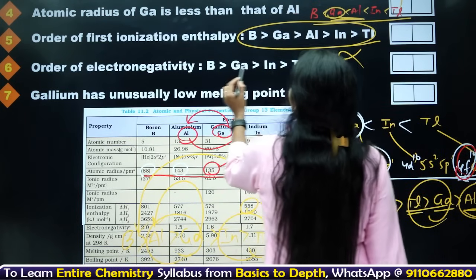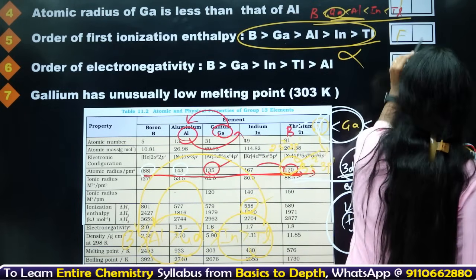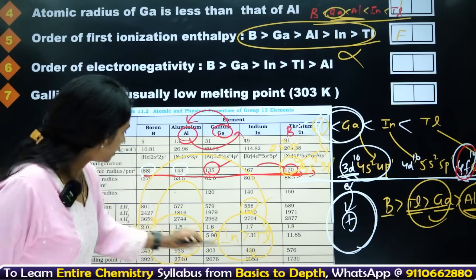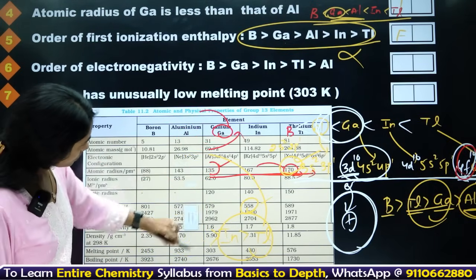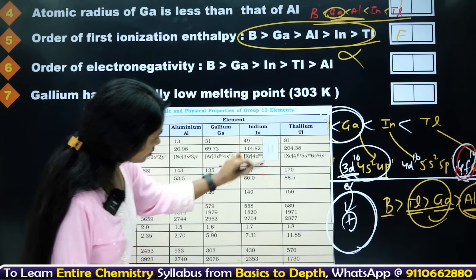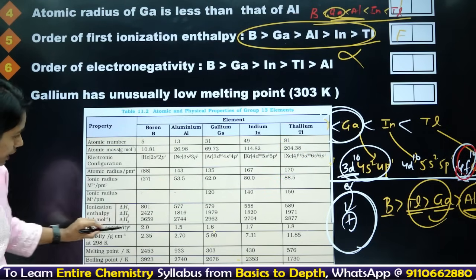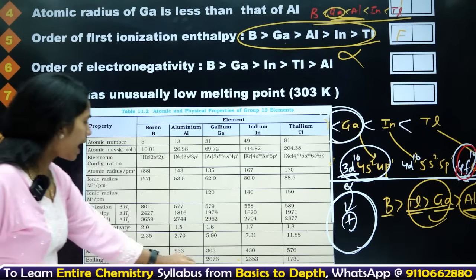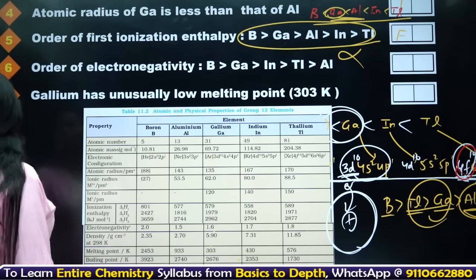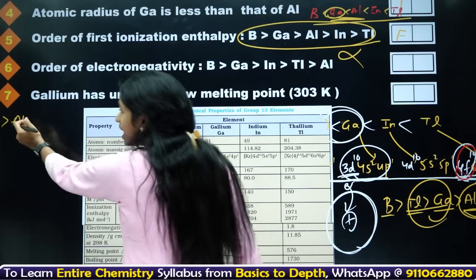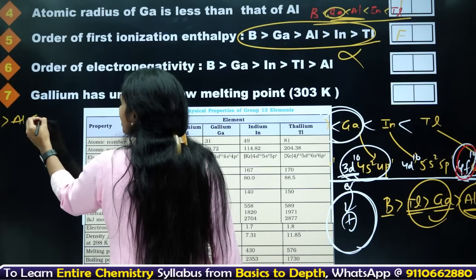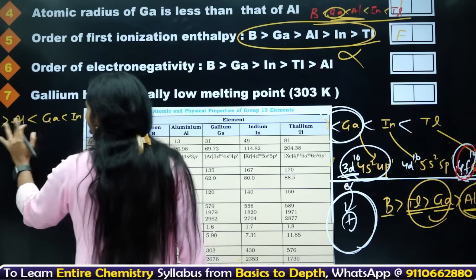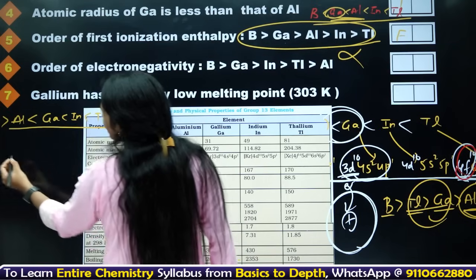Next, order of electronegativity. This is a false statement. What is the electronegativity order? Listen carefully. See the electronegativity order, students, here. Boron is having how much electronegativity? 2. After that 1.5, 1.6, 1.7, 1.8, which means that electronegativity top to bottom should decrease. But it decreases only up to aluminum. After that it increases. Boron, gallium, indium, thallium. This is an exception.